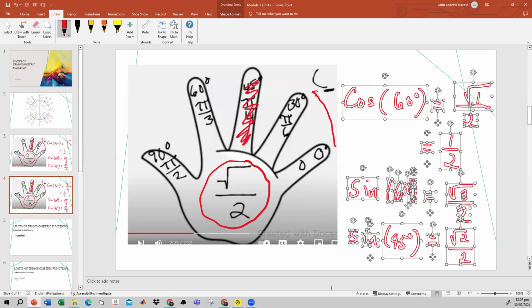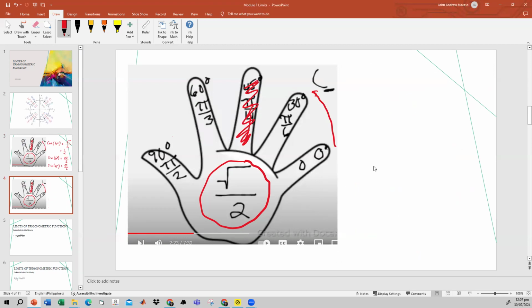Okay, sir, but what if we have an angle which is more than 90 degrees? So let's consider this. What if, sir, we have sine of 225 degrees, and we know that 225 degrees can't be located on the given fingers because this is limited only to 90 degrees, the special angles. So in that case, that's the time that we'll discuss now the reference angle.